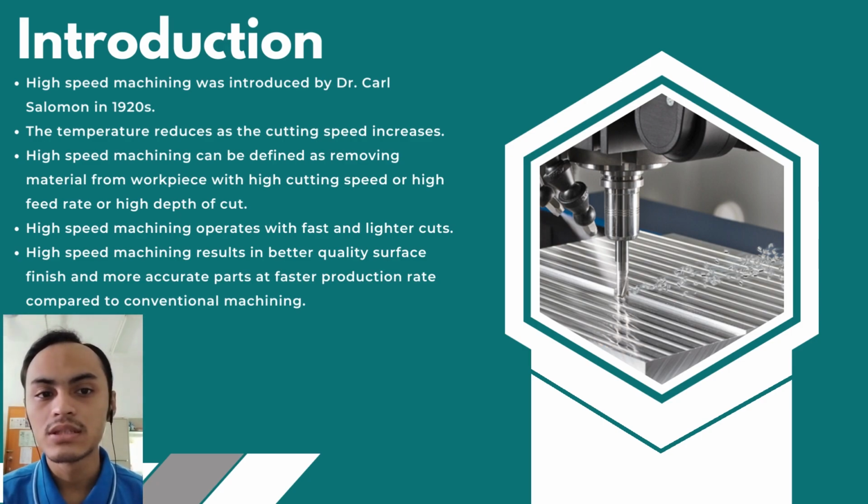There are many definitions of high-speed machining, but the commonly used definition is removing material from the workpiece with high cutting speed, high feed rate, or high depth of cut. Compared to conventional machining, high-speed machining operations replace the slow and heavy cuts with fast, lighter cuts. While the actions appear counterproductive, the change in method actually results in faster production of more accurate parts with better surface finish.